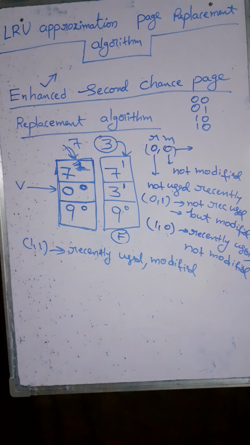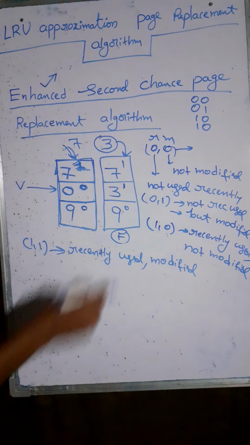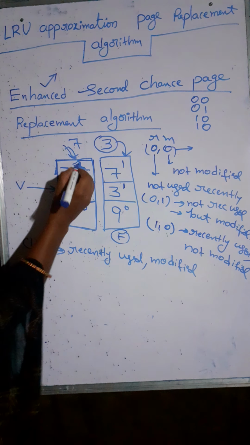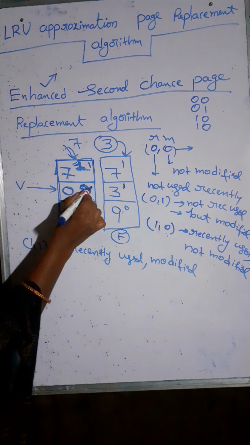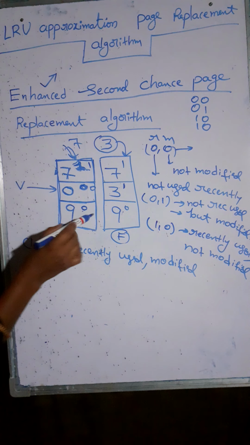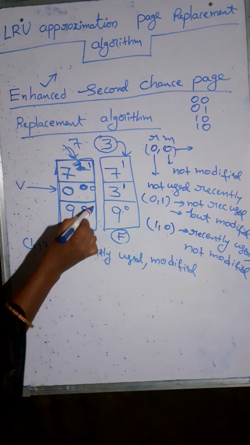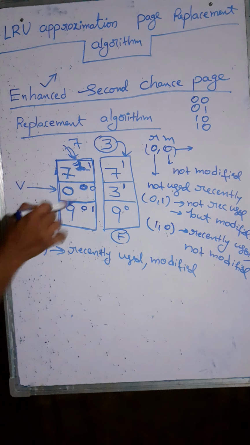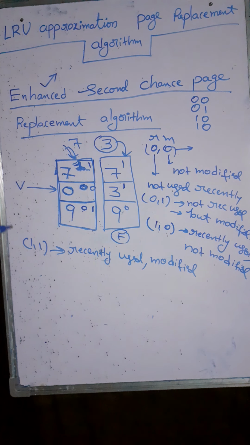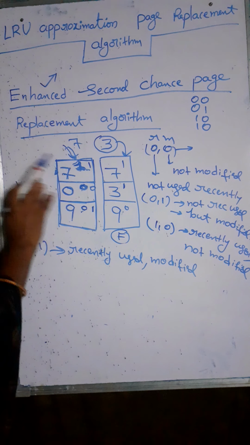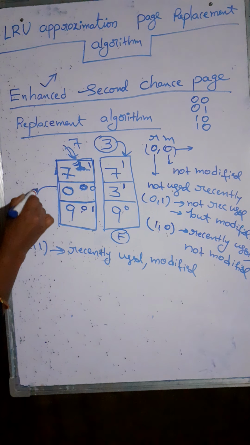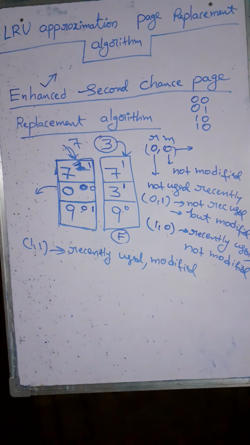So while deallocating the memory space for a particular page, it should check the reference bit as well as the modify bit. Let us assume that here reference bit is 1, modify bit is 1, here reference bit is 0, modify bit is 0, here reference bit is 0 and modify bit is 1. Now we should check these pairs of values. Among these three we should deallocate the memory space of one page, right? That means we should choose one victim page.